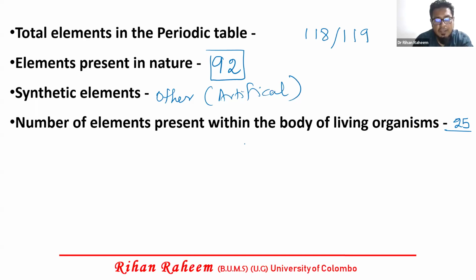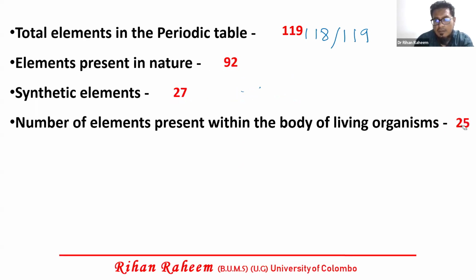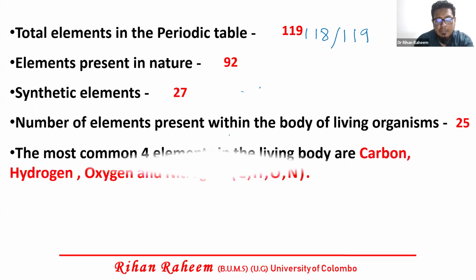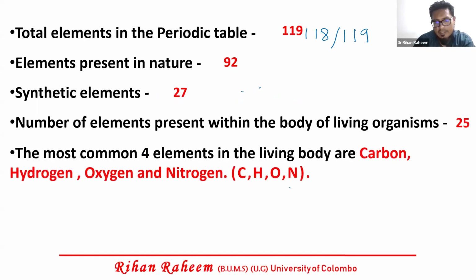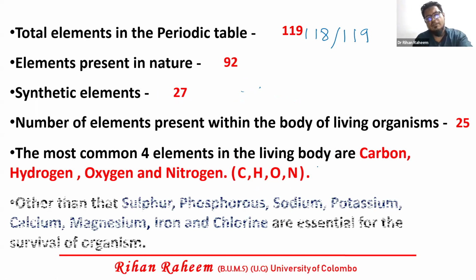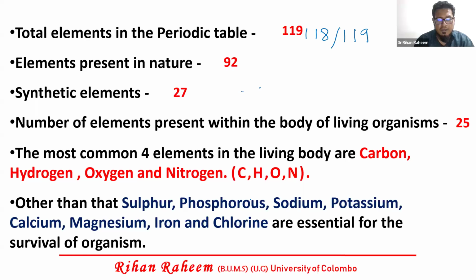Out of these 25, the most common elements are carbon, hydrogen, oxygen, and nitrogen. Those are the most important and the most abundant. Other than that, we have a few other elements like sulfur, phosphorus, sodium, potassium, calcium, magnesium, iron, and chlorine.